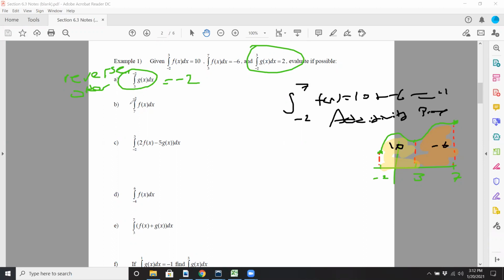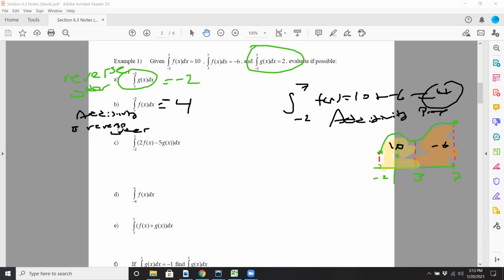But obviously the order is reversed here. So you're doing additivity and a reverse of the order. So in this case, it's going to be +4. Sorry, I meant to say -4, because negative this.